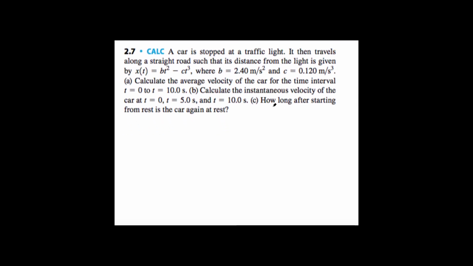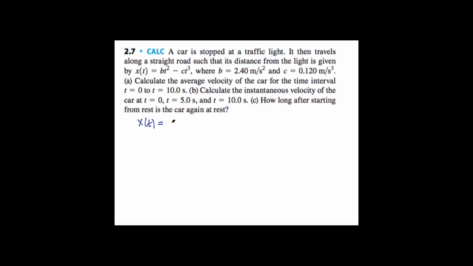Moving on to question 2.7. A car is stopped at a traffic light. It then travels along a straight road, and again we're given a position function in parametric form and given values for our coefficients, b and c. So the first thing I'll go ahead and do before I even read the rest of the question is to rewrite this with those coefficients substituted.